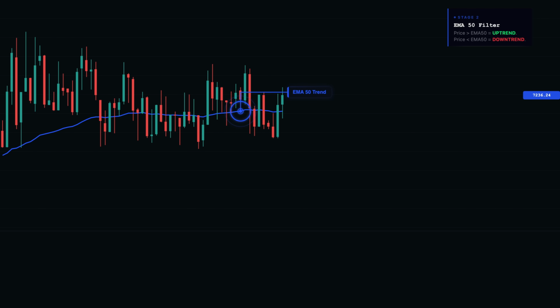Now the Parabolic SAR. It plots dots that follow price acceleration. Dots below mean bullish momentum. Dots above mean bearish. When they flip, pay attention.